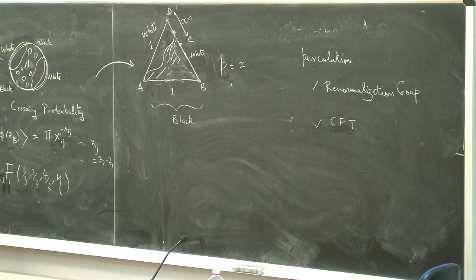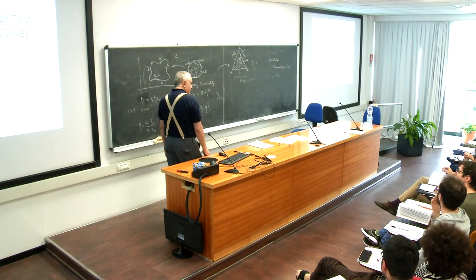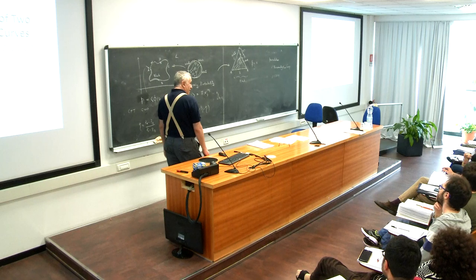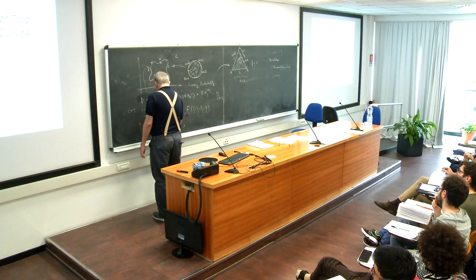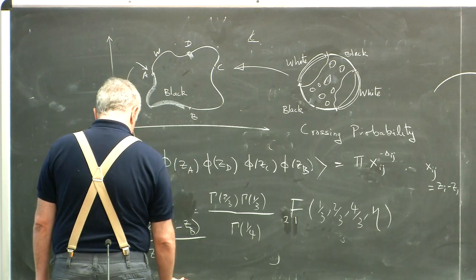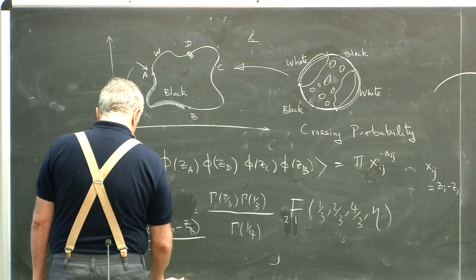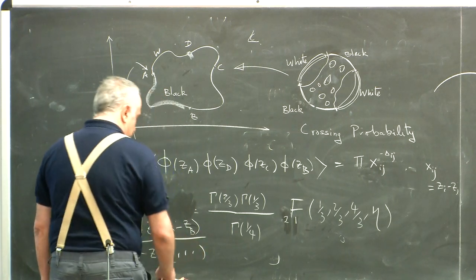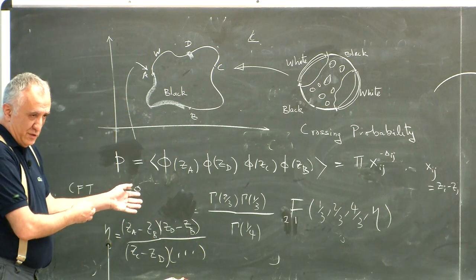Maybe you should modify this cross ratio. How? What is missing? You should multiply it in the numerator, root of C minus root of D. And this root of D should be root of A. Okay, the cross ratio has some rules, but okay, it's not correct.